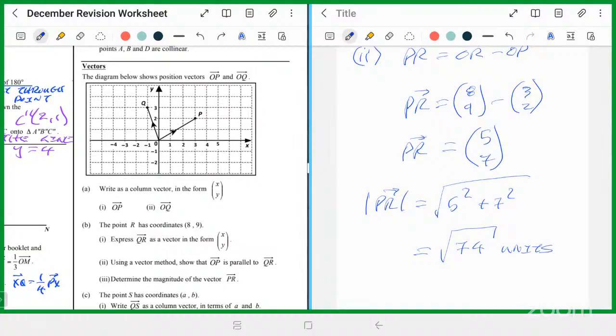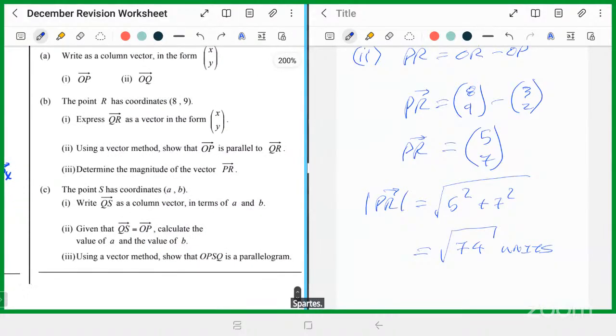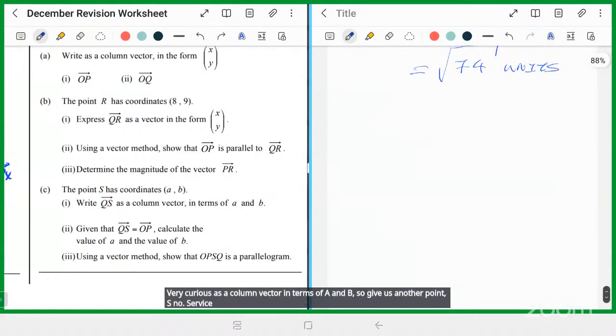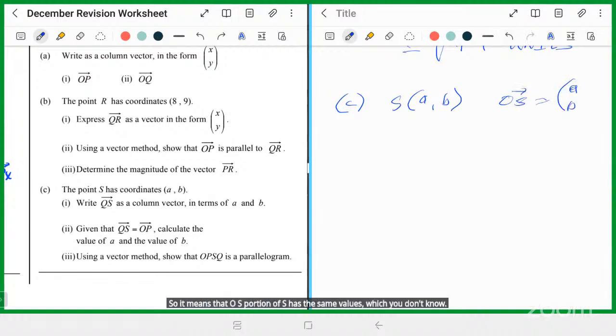All right. That's it. Then now, this part says S has these coordinates, and QS is a column vector in terms of a and b. So they'll give us another point S now. This question is lengthy. So I've introduced the point S in part C. S is the point (a, b). So it means that OS, the position vector of S, has the same values, which we don't know, a, b in a column vector format. And part 1 wants us to write the vector QS.